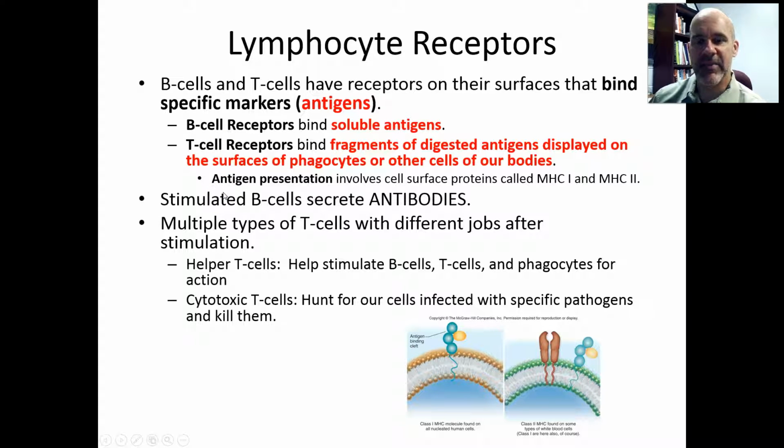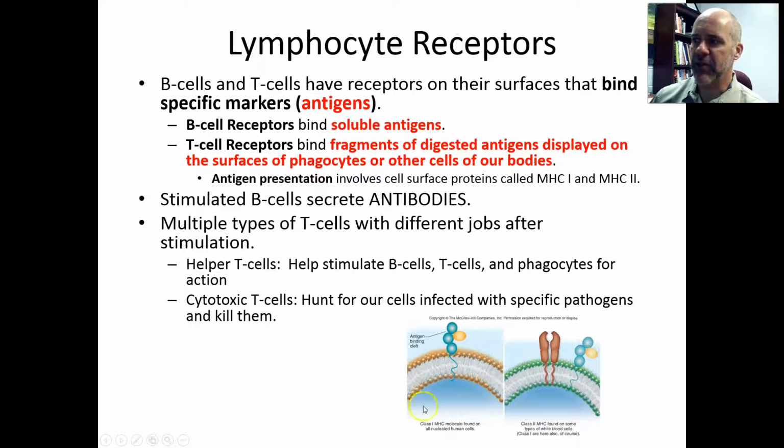So T cells have to have antigens presented to them. The antigen molecules of things that are foreign and invading the body actually have little pieces that get displayed on the surfaces of phagocytic cells, and they present or show those to T cells. That involves special cell surface proteins that we'll talk about in more detail. They're called MHC1 and MHC2.